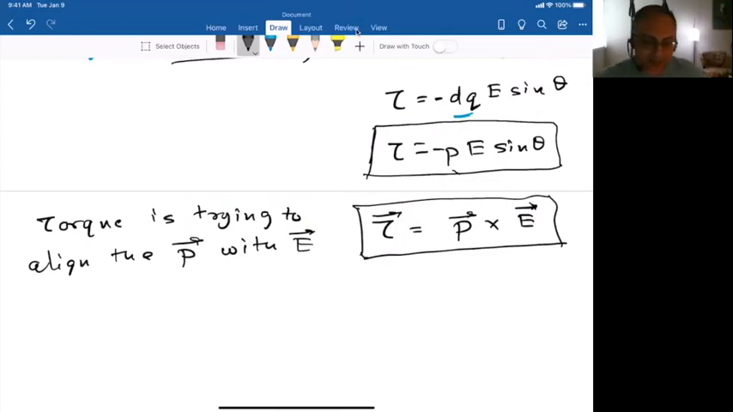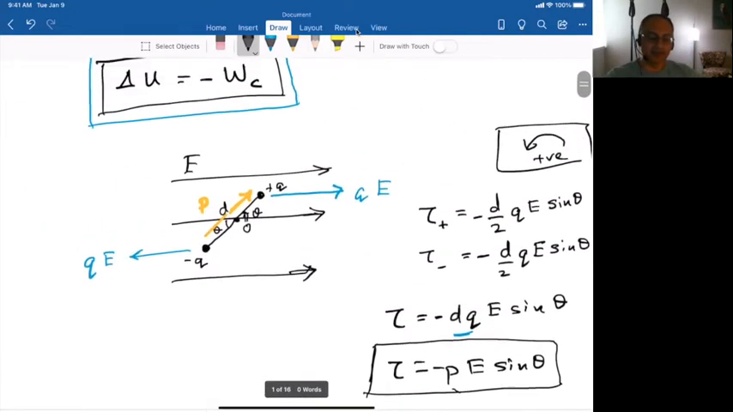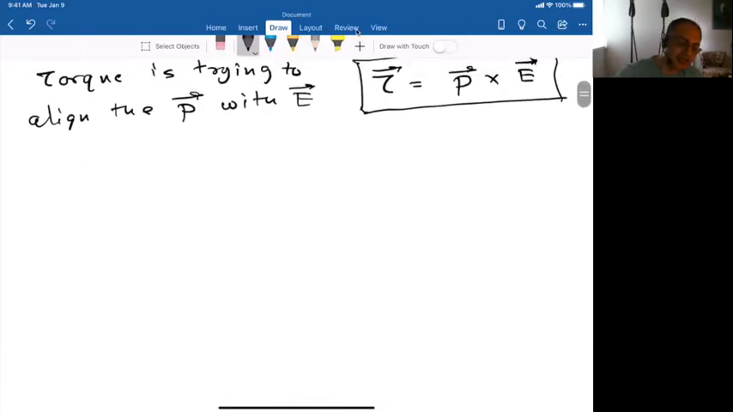There's one more thing that we can calculate with a dipole, and that is the potential energy of the dipole. So we have the dipole aligned like this, and we want to find what potential energy it has. To find the potential energy, we always start with this equation: the change of potential energy is equal to negative of the work done by the conservative force. In this case, the conservative force is the electrostatic force, right?